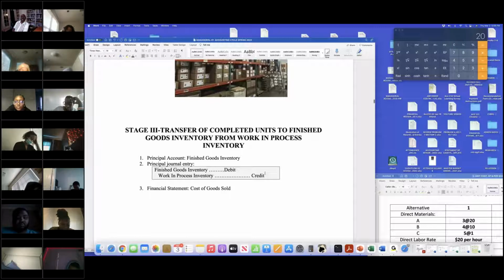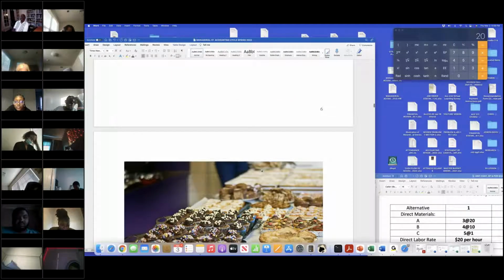Put some food in here. Got some big eaters in here like Jacobs, you see.